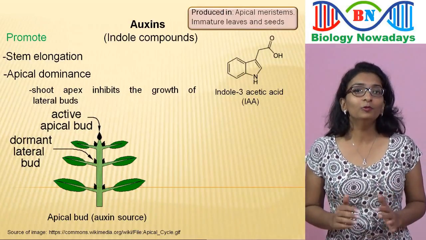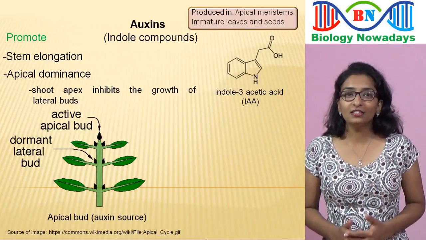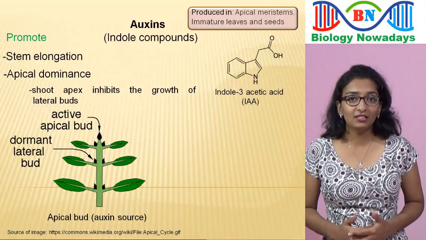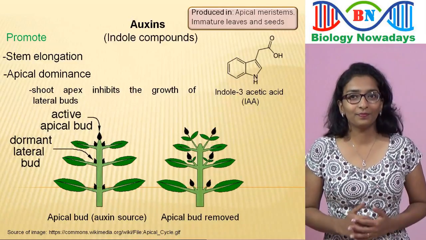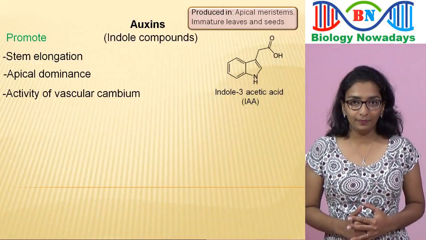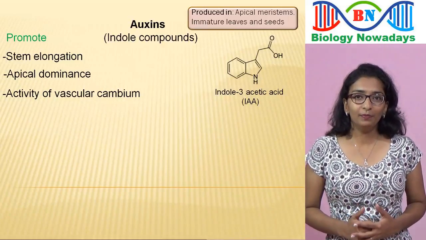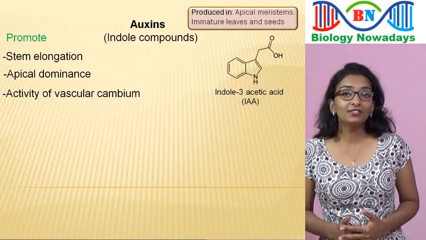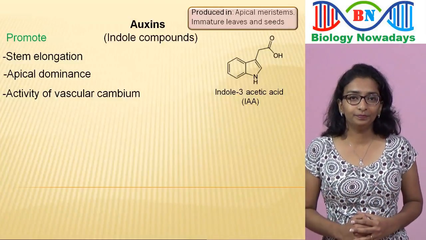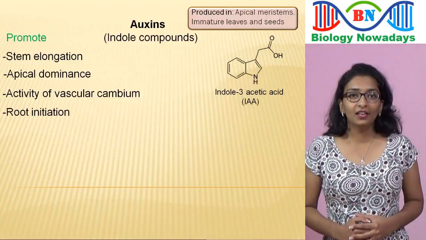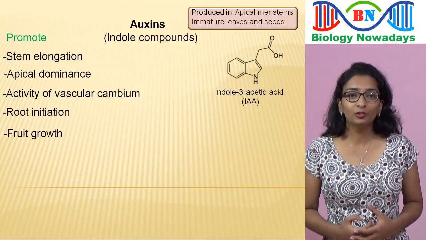Now, if I remove the apical bud, the auxin concentration lowers, and because of this, the lateral buds will grow into side shoots. Auxins promote the activity of vascular cambium. Vascular cambium produces secondary xylem as well as phloem and results in the thickening of the stem. Auxins help in root initiation. They also help in fruit growth.